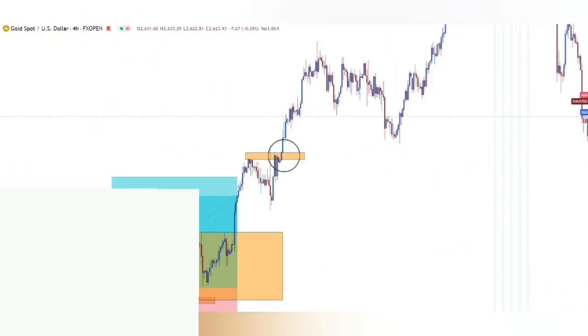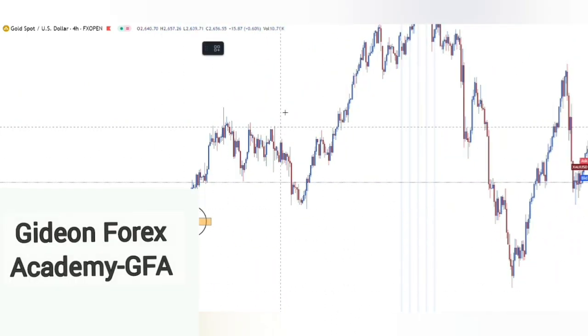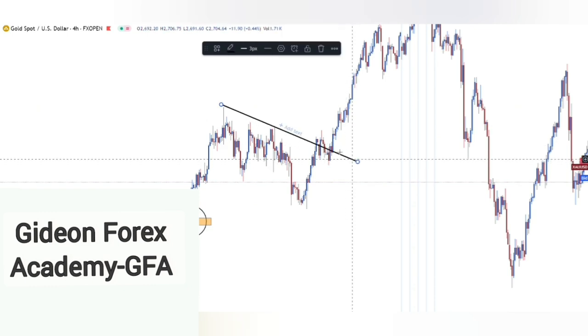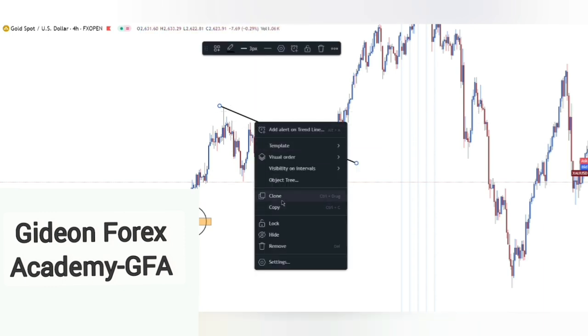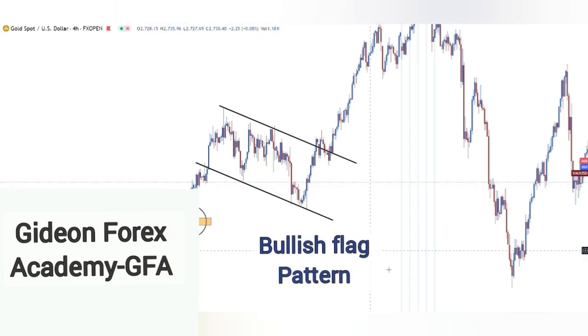Now, when the price gets here, something happens. There is this formation here that I can see. The price forms a bullish flag. This is a bullish flag formation. So you can see a bullish flag formed right there.